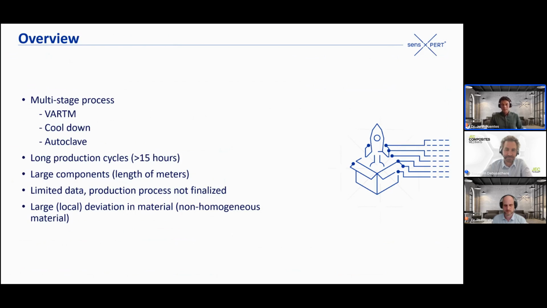There is usually limited data because these parts have to go through many stages. So then maybe not all departments have the right documentation. And most likely this material is going to be non-homogeneous. So in different locations, you're going to have different material properties.